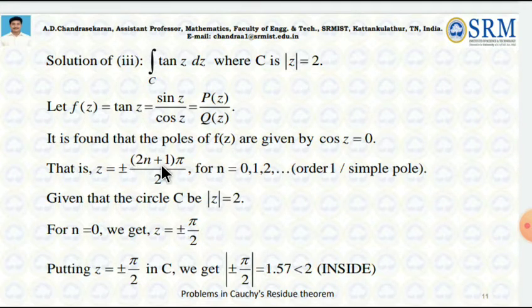So that means generally the poles are plus or minus (2n plus 1) pi by 2, for n equal to 0, 1, 2, 3, etc., of order 1. That is, simple poles. But the given circle is mod z equal to 2.